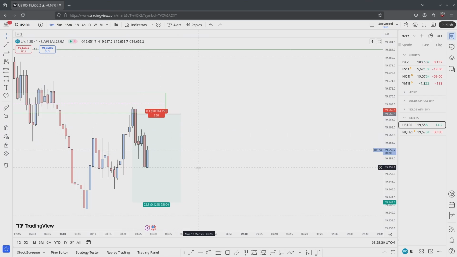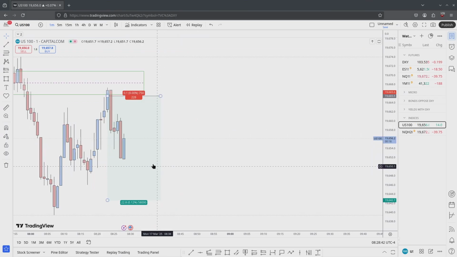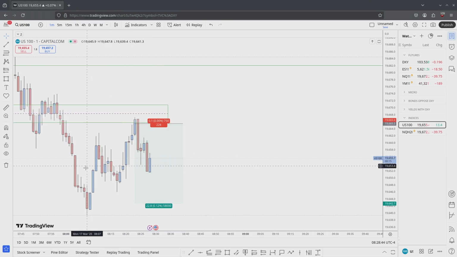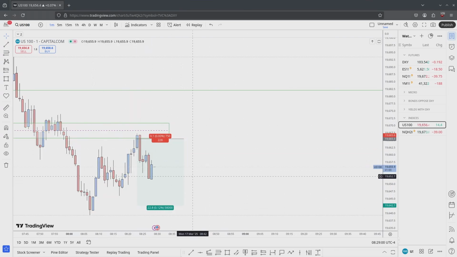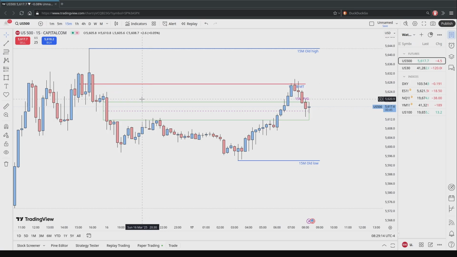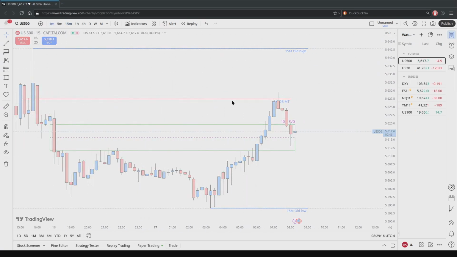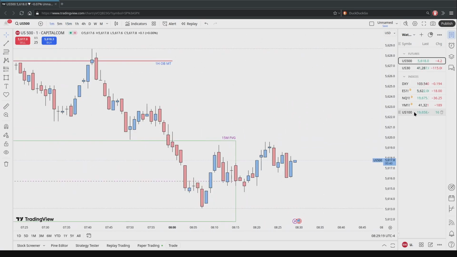Order block right there. We do have this inversion here. Two down close candles here. Looks like it's going to be a high resistance run. It's going to go lower. Anyways. Let's cover the position. US 100.